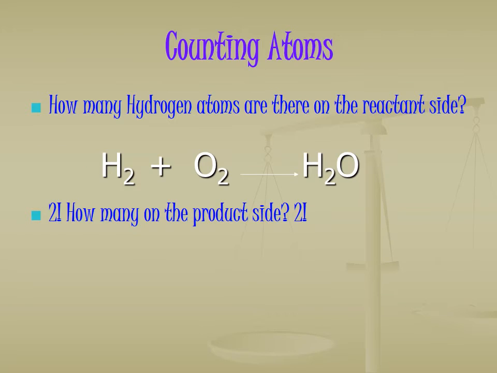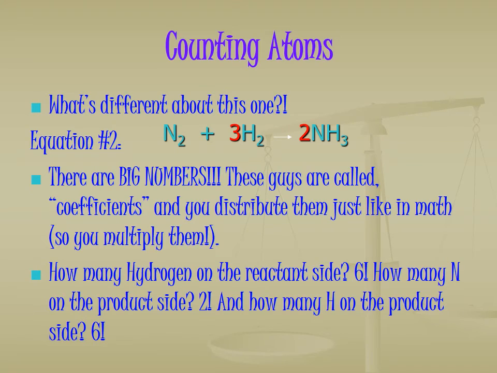Okay, counting atoms. How many hydrogen atoms are there on the reactant side? Remember, the reactant side is the side that's reacting, so that's the left side. 2 of each. How many on the product side? 2 hydrogen and 1 oxygen. Okay, so counting atoms. More practice.